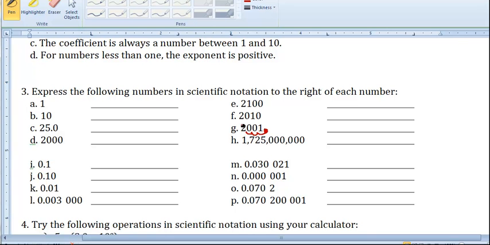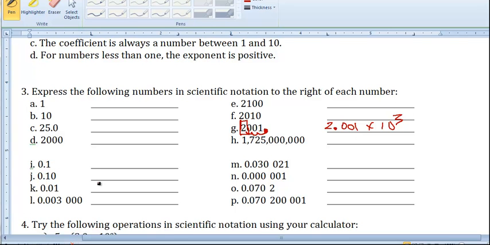So there can only be one digit to the left of the decimal. So that's going to be 2 and then decimal 001 times 10. And since the decimal had to move 3 places to the left, that's going to be a positive 3. So 2.001 times 10 to the 3rd. That's proper scientific notation for that one.